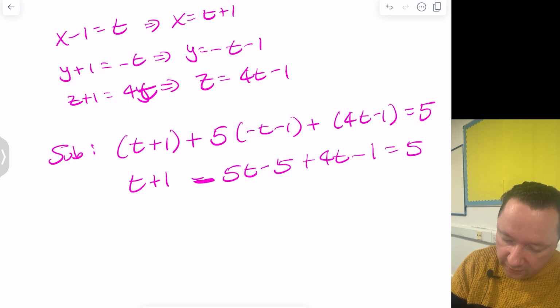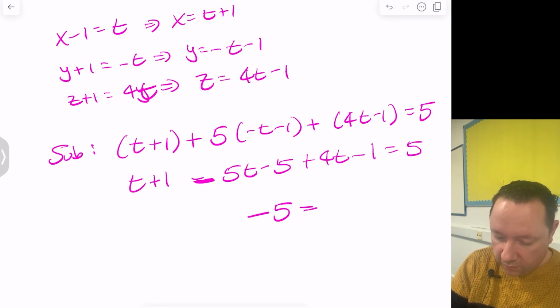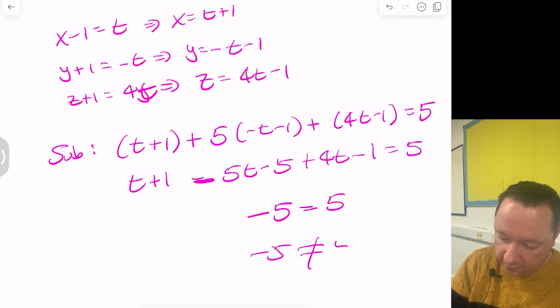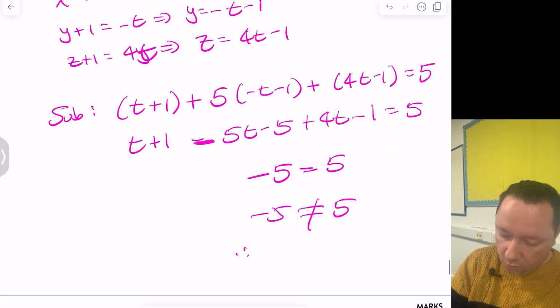Plus 1 is 5t, minus 5t is 0. Then we've got 1 minus 1 is 0, so you get minus 5 equals 5. Well, minus 5 cannot equal 5, so therefore no point of intersection.